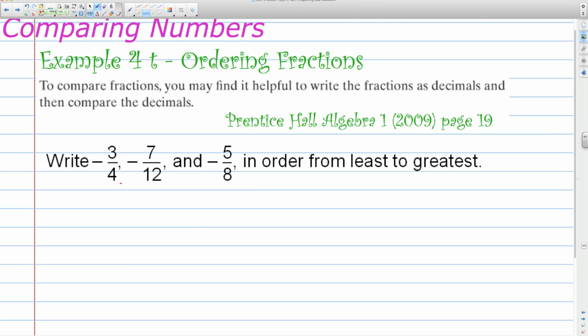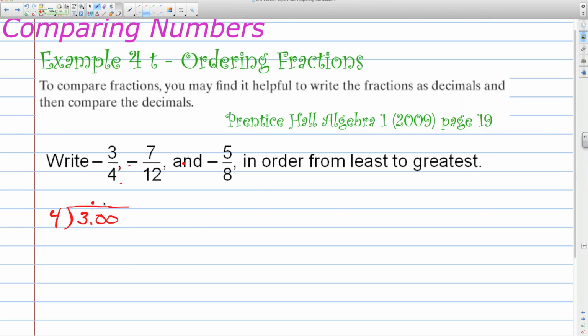So here we're going to write -3/4, -7/12, and -5/8 in order from least to greatest. So we're going to put them in order from small to large. To do that, we need to change -3/4 into a decimal, where we're going to take 4 and divide it into 3. That's exactly what a fraction means. But you should know you can't divide 4 into 3, so what we do is we add a decimal and a 0. Actually, we're going to add 2 zeros here.